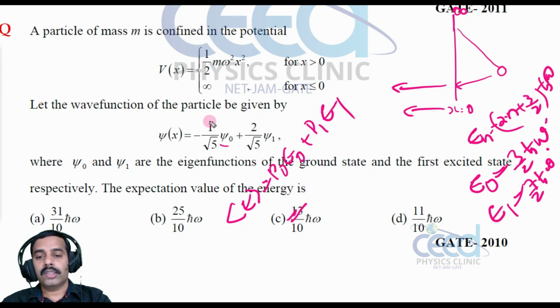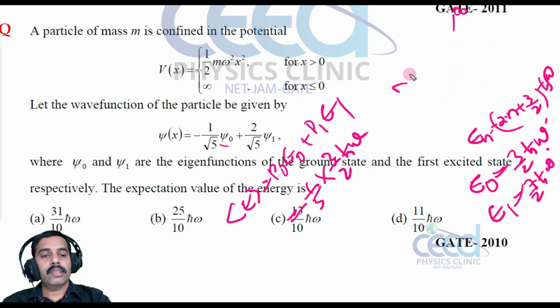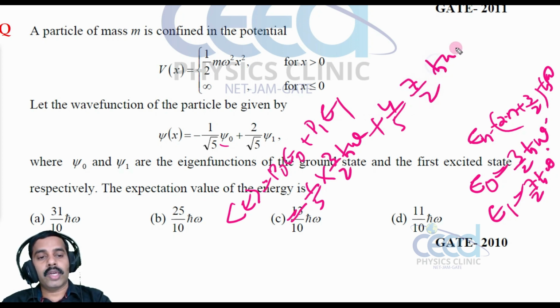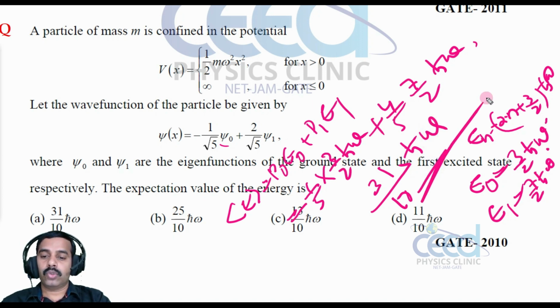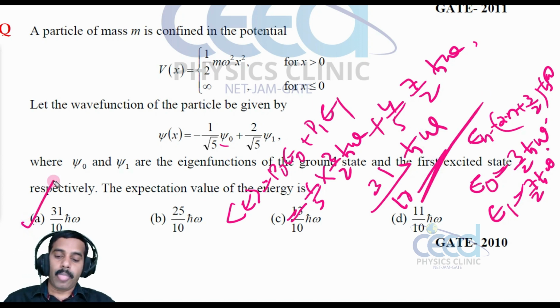P0 is the square of this coefficient, that is 1 by 5 into 3 by 2 h cross omega, plus P1. What is P1? 4 by 5 into 7 by 2 h cross omega. Okay, so 3 plus 28, that is 31. So 31 by 10 h cross omega. Option A is correct. All right.